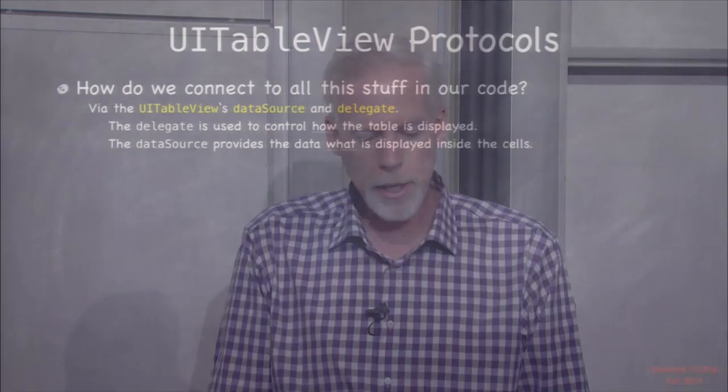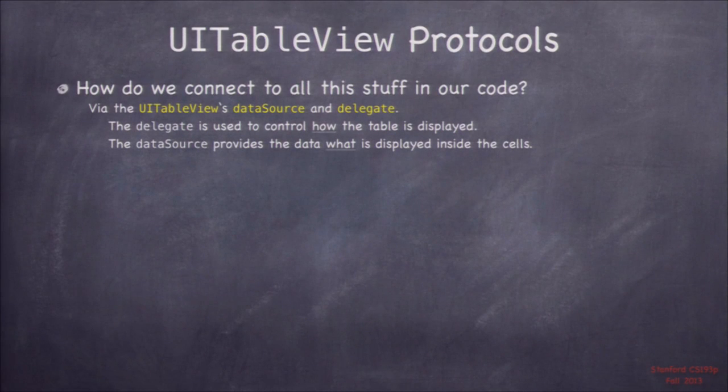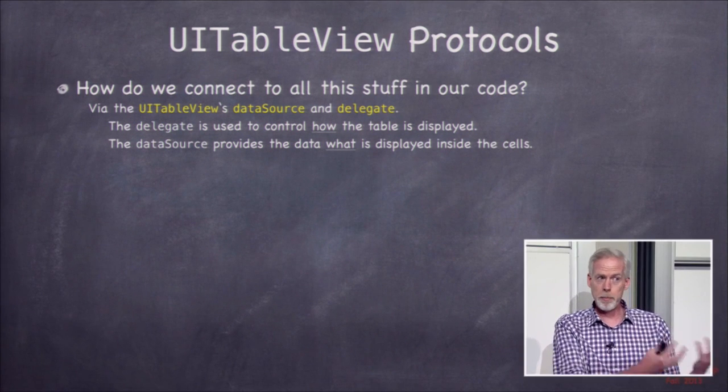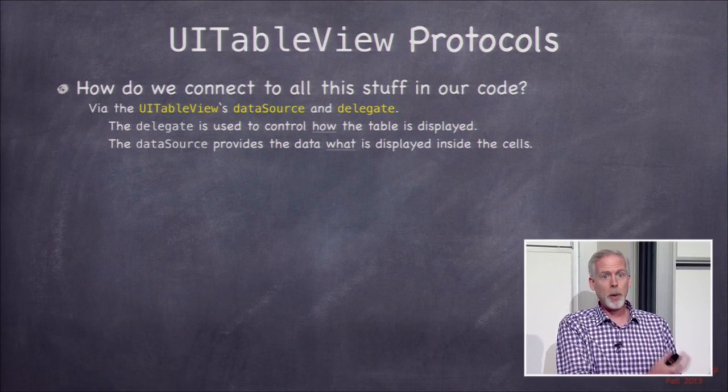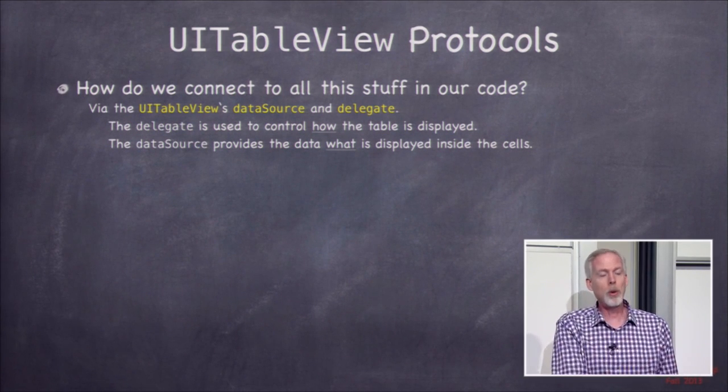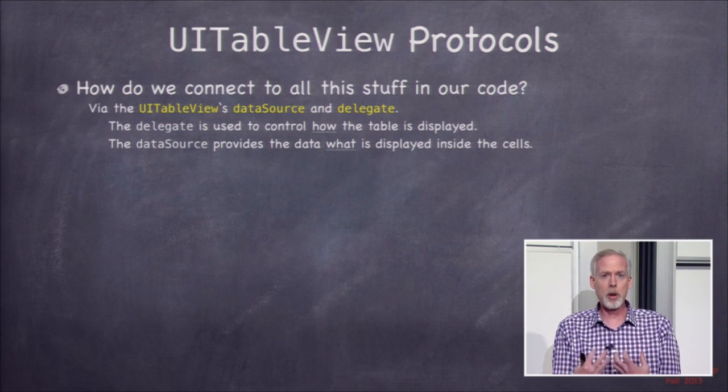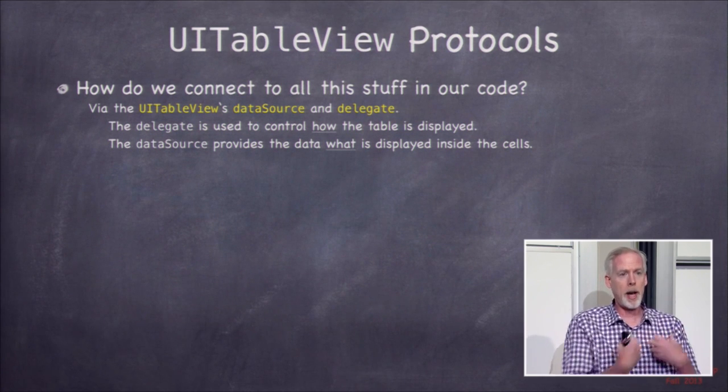Okay, so let's talk about these two really important protocols, the data source protocol and the delegate protocol. The data source protocol, which is id angle bracket UITableViewDataSource, is the contents of the table view. That's the data that's coming out of our database that's going into the table. In other words, it's the what that's being displayed. It's basically displaying our model, and remember our model is the what. So the data source brings the model into the table.